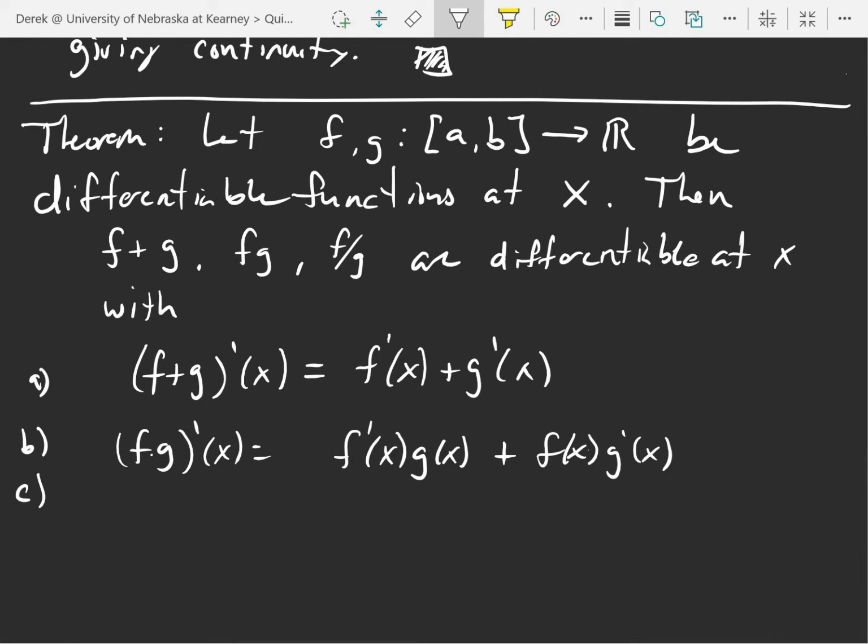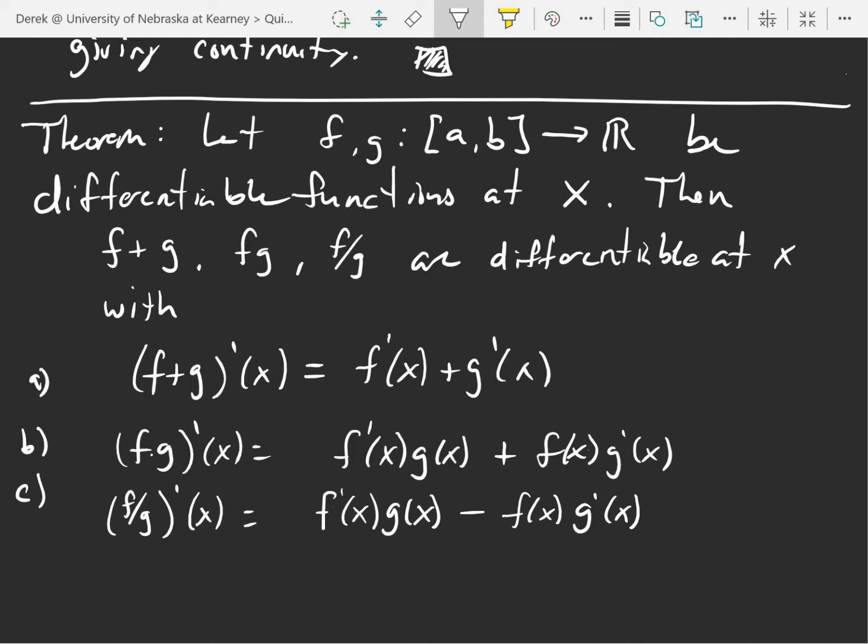And (c) (f over g) prime at x is equal to [f prime at x g(x) minus f(x) g prime at x] divided by g(x) squared. That's the quotient rule. And this is as long as g, not g prime, g(x), the denominator, is not equal to 0. That's fine.